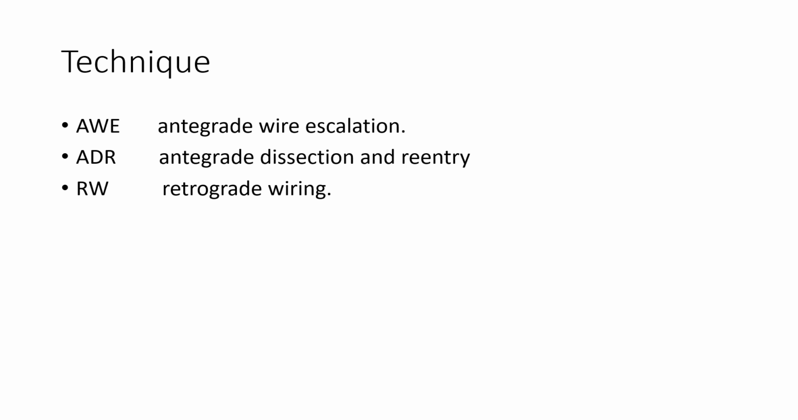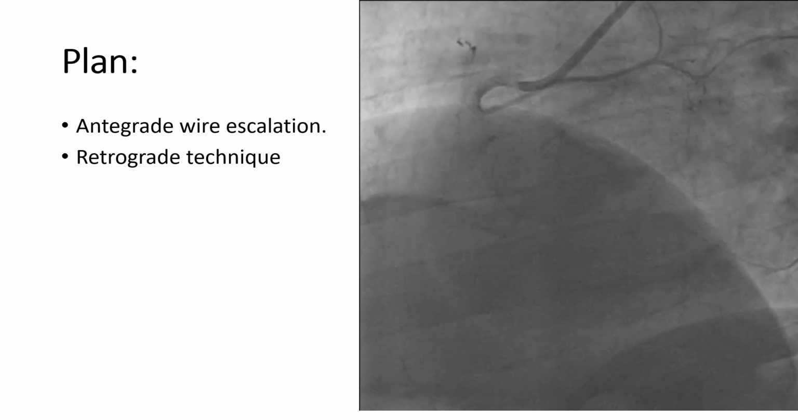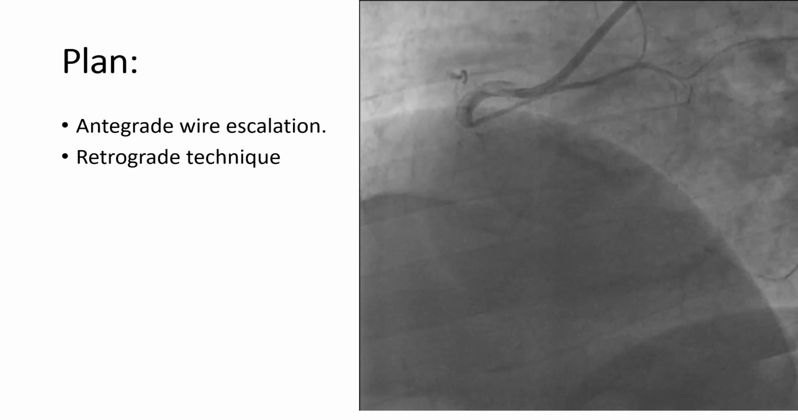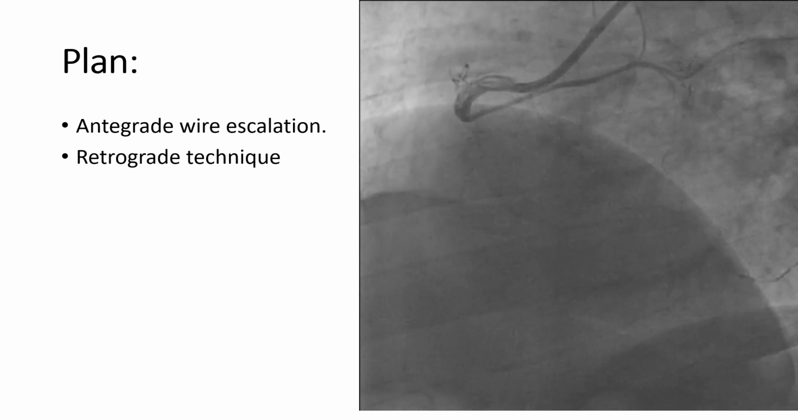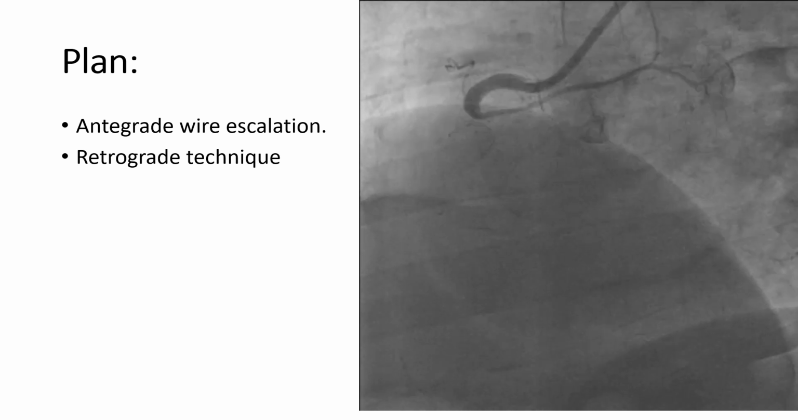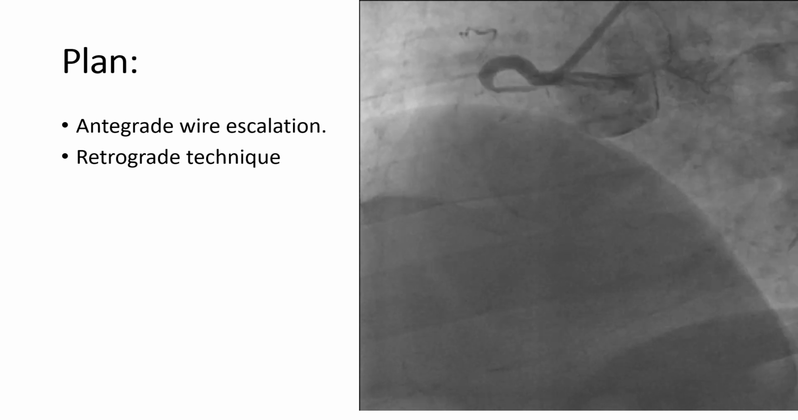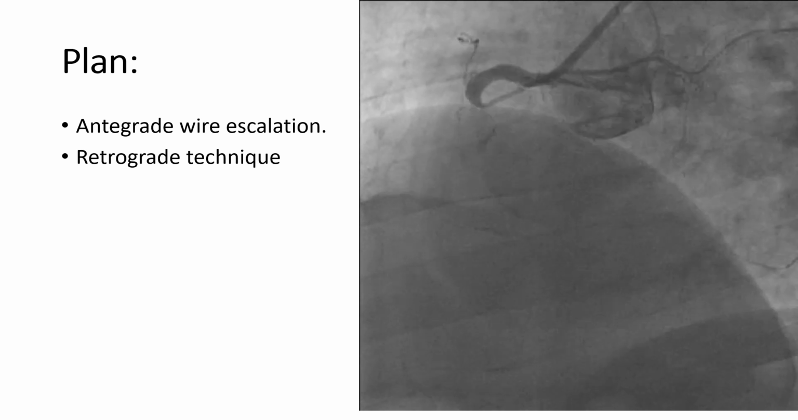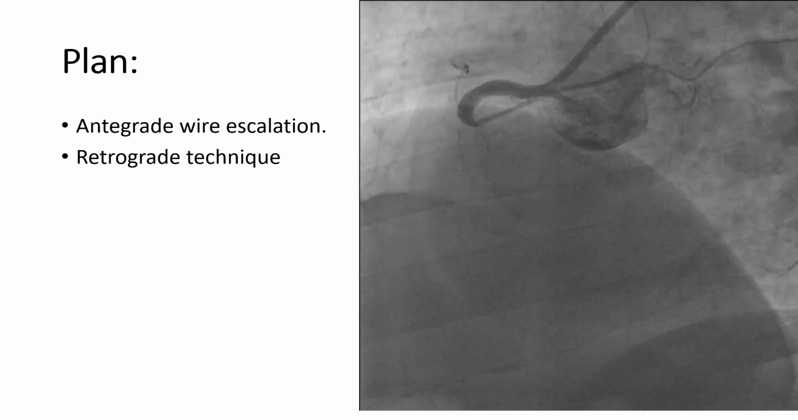Generally, there are 4 techniques to deal with CTOs, and usually a combination of any one of them in the same procedure can be used. Our plan was to go for antegrade wire escalation, and if this failed, we can go for retrograde technique. Antegrade dissection and re-entry was another option, but we lack the equipment for that.